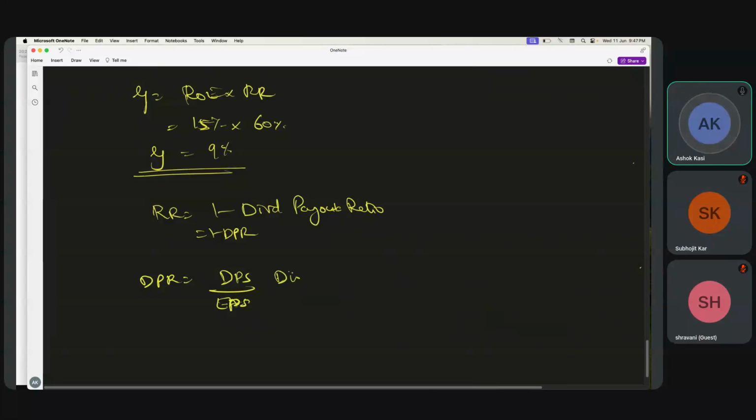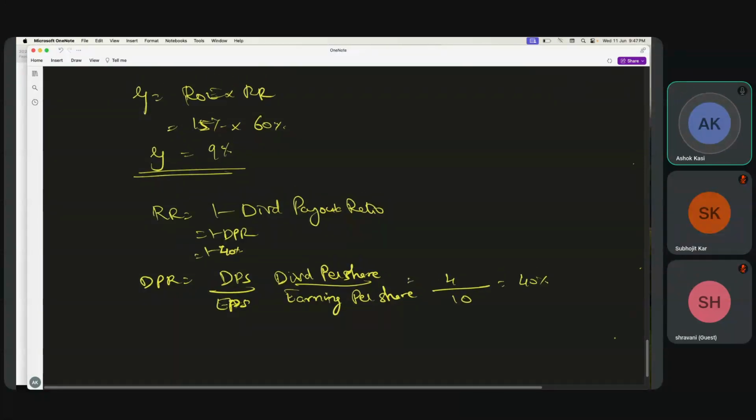Dividend per share divided by earning per share. Say for example, if earning is 10 rupees per share, dividend paid out is 4 rupees. So that comes to how much? 40 percentage. So 1 minus 40 percentage will come to 60 percentage. Retention ratio will be 60 percentage.